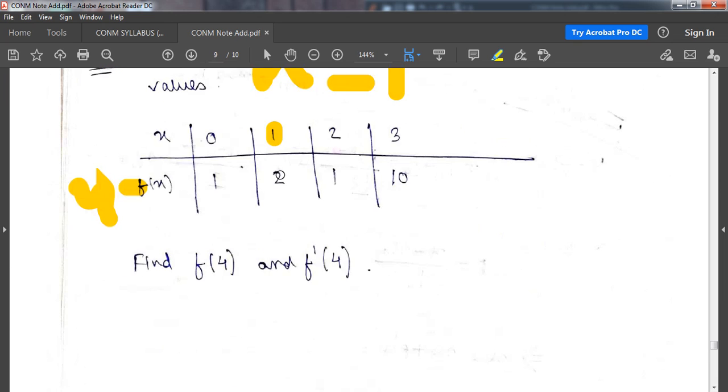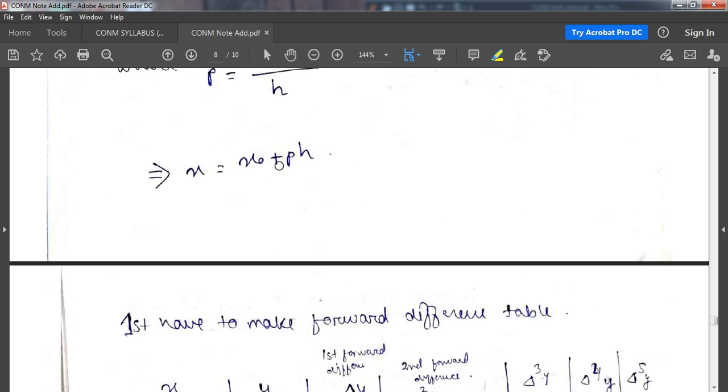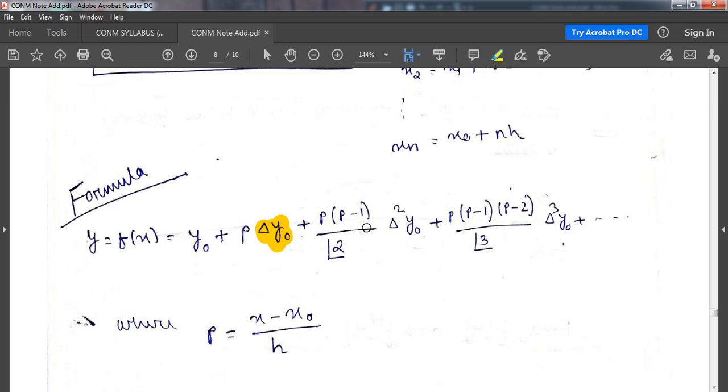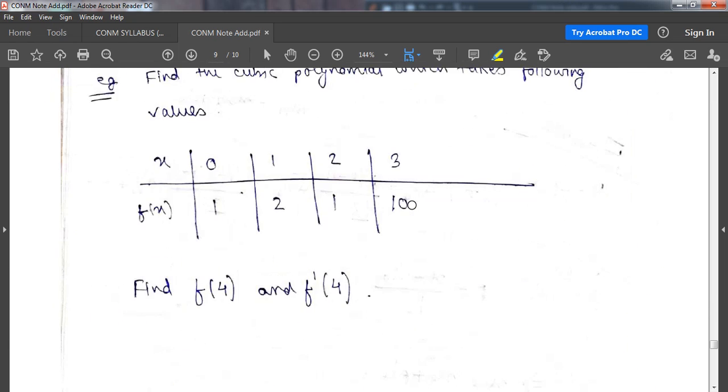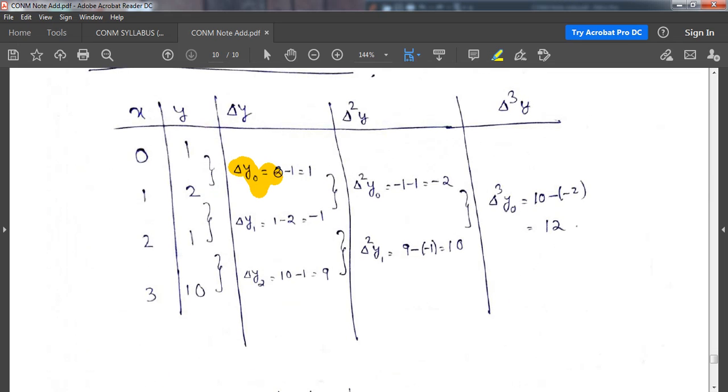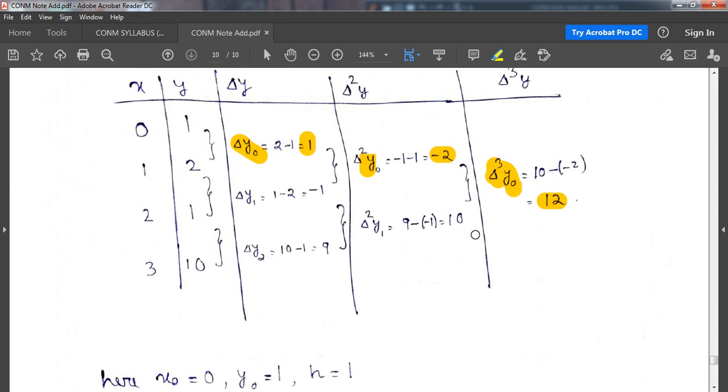Now, as part of the formula, please pay attention. You only need this y0, del y0, del squared y0, del cubed y0. These are important to you. But you do need del y1 and del y2 in order to calculate your del squared y0. Again, you need del squared y0 and del squared y1 to calculate del cubed y0. These are basically this minus this. This is the difference table. So I have my values: del y0 is 1, del squared y0 is minus 2, and del cubed y0 is 12. So I have made my forward difference table.